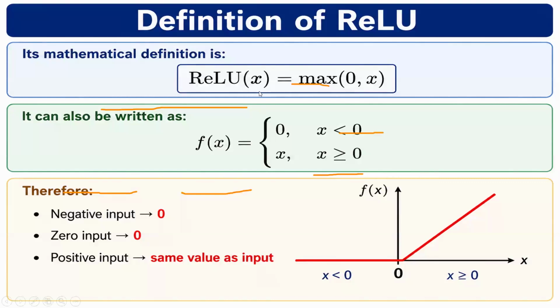Now what is next? Next is the definition of ReLU. So the definition is ReLU of x is equal to max of 0 comma x. So for negative input, the output will be 0. For 0 input, output will be 0. And for positive input, output will be the same, which is nothing but the max value. So this is how ReLU works.